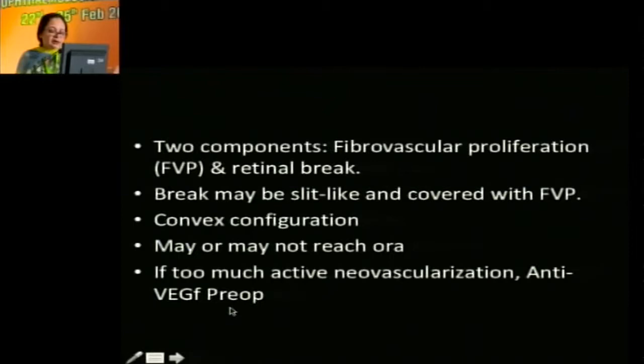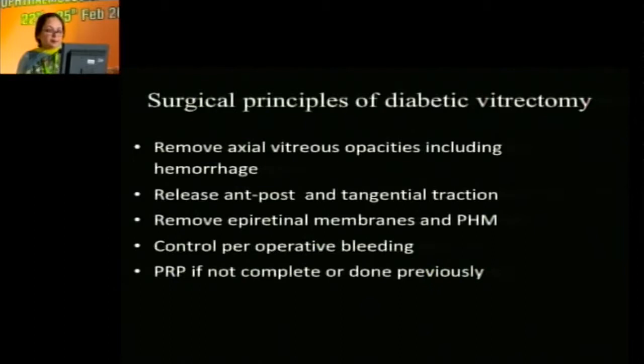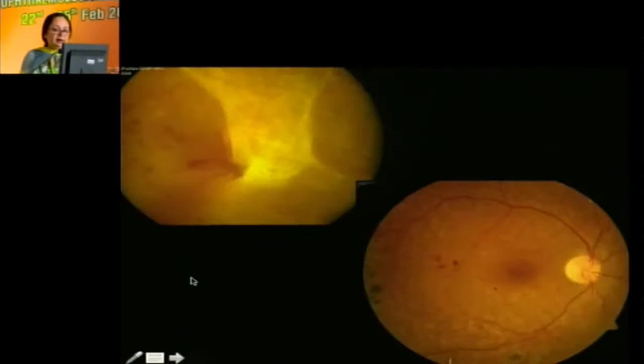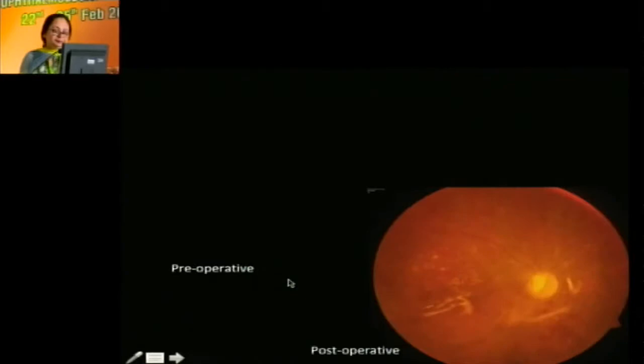If there is too much active neovascularization, I already highlighted that, give pre-op anti-VEGF. The surgical principles are very simple. Remove axial vitreous opacities, including hemorrhage. Release anterior-posterior and tangential traction. Remove epiretinal membranes and posterior hyaloid membranes. Control bleeding. And if it has not been lasered, do a good PRP after surgery. And you will have results like pre and post-op, pre and post-op, and pre and post-op.